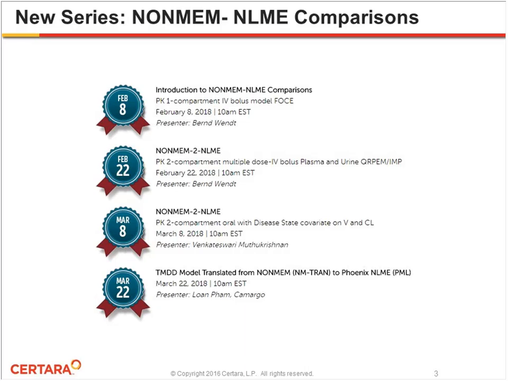And then, in the beginning of March, I'm more than happy to present a new speaker in PML school. My colleague, Venkateshwari Muthukrishnan, will talk about a 2-compartmental model with a covariate. The last session in this mini-series is conducted by Lone Pham from Camargo. You know her already. She gave an excellent PML school presentation on a mini PBPK model last year. So in this series, she will be presenting how to translate a TMDD model from NONMEM to NLME.